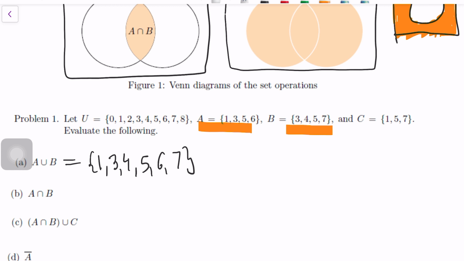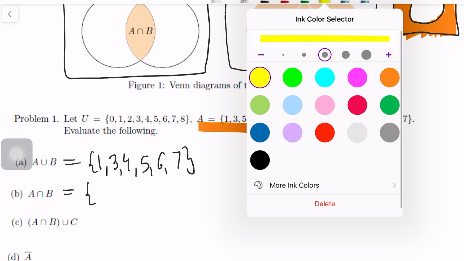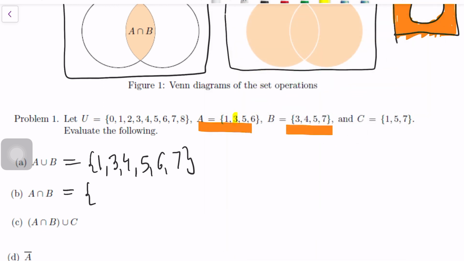Okay, A intersection B. What is A intersection B? It is the set to which we put common elements of the sets A and B. What do those two sets share in common? Well, 3, like we noted before, and 5. Those are common elements, right? So the intersection will be the set that has those two elements in it, the elements that the two share in common.